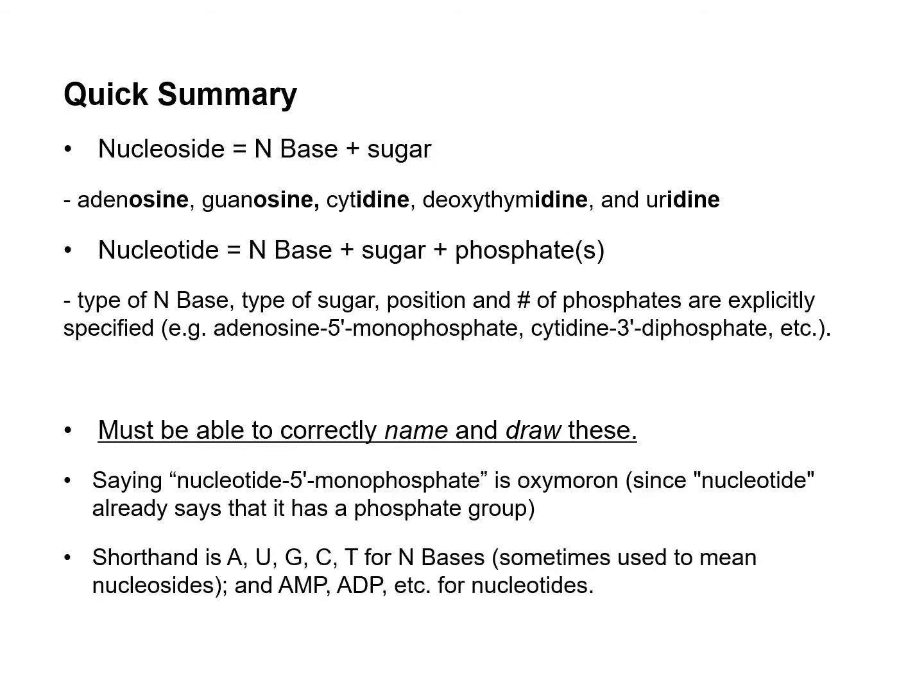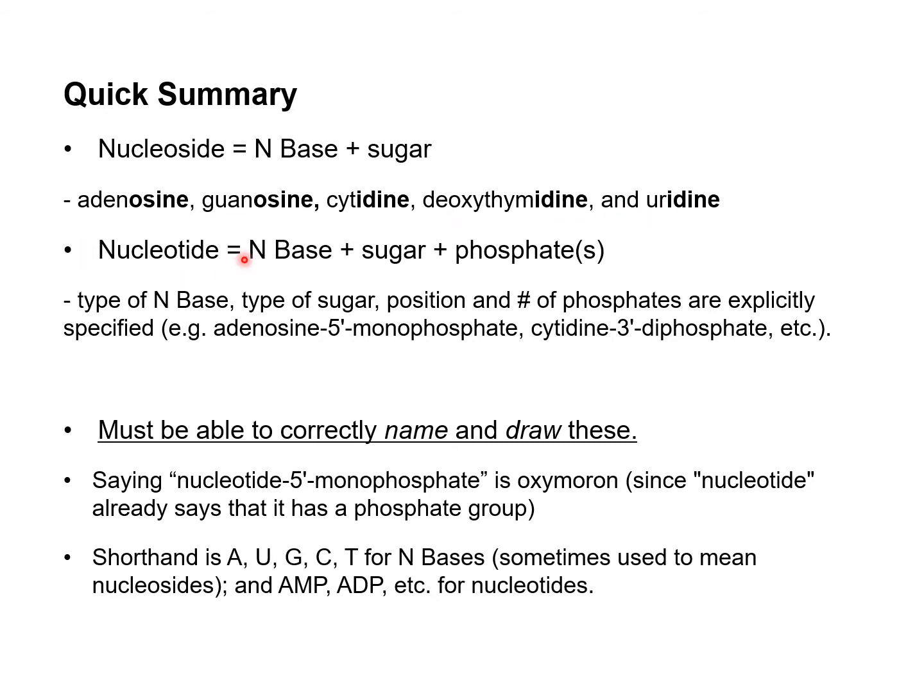Here's a quick summary. First, the nucleoside consists of a nitrogenous base and sugar, and its naming is different from the nucleotide, as it starts with a base name and then adds -osine or -idine, such as adenosine, guanosine, cytidine, and so on.